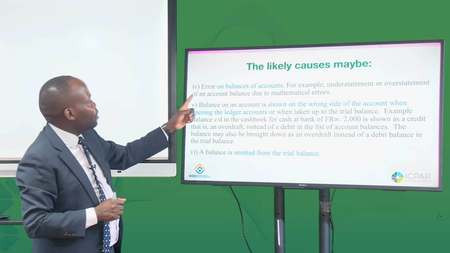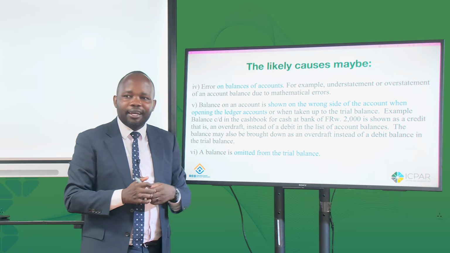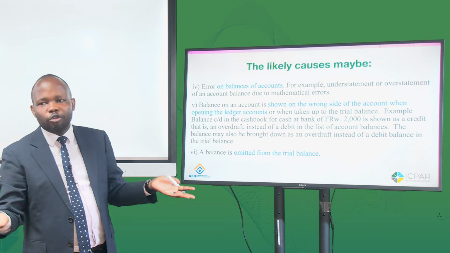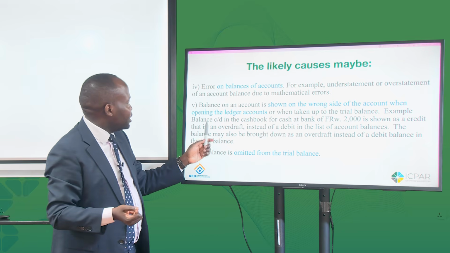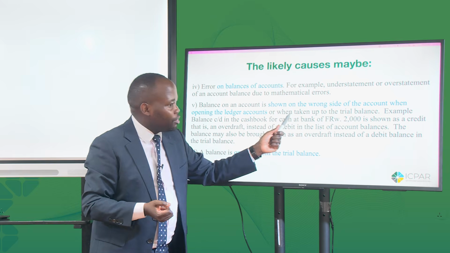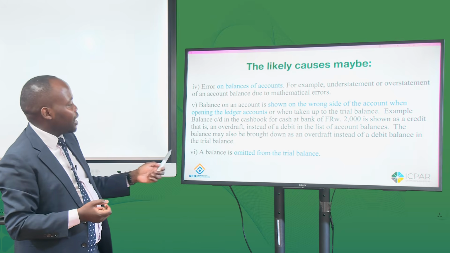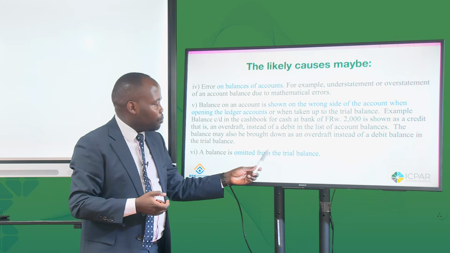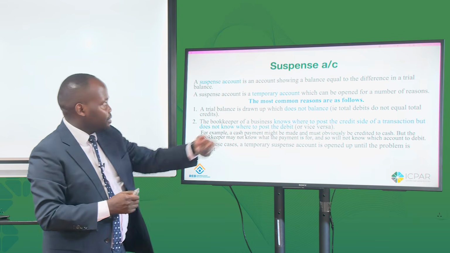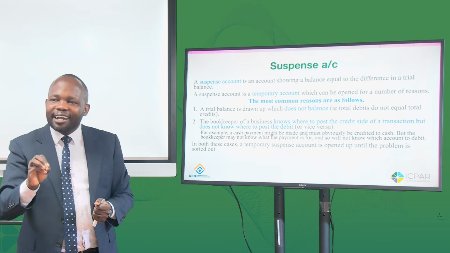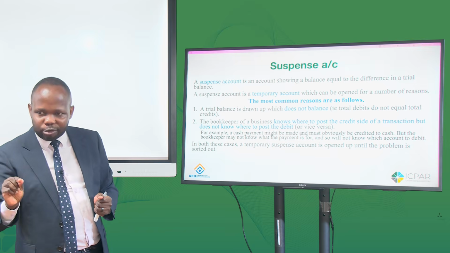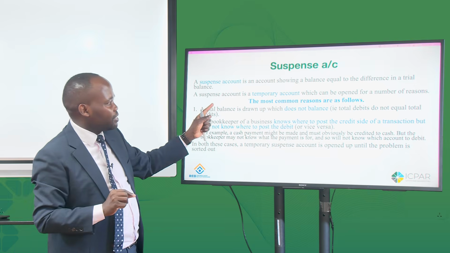Number four, error on the balancing of the accounts. When getting the total balances, instead of writing 50,000, you wrote 30,000. And second last, a balance on an account is shown on the wrong side. And lastly, a balance is omitted from the trial balance, not from the ledgers, from the trial balance. Now, these errors are corrected by preparing a suspense account. By preparing a suspense account.